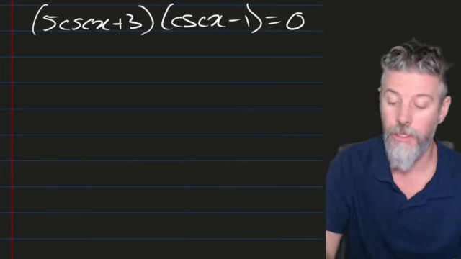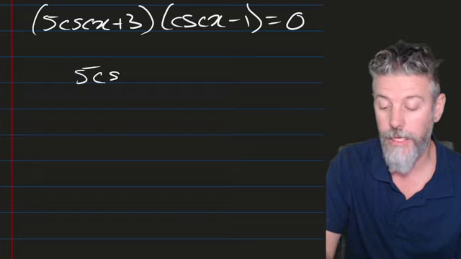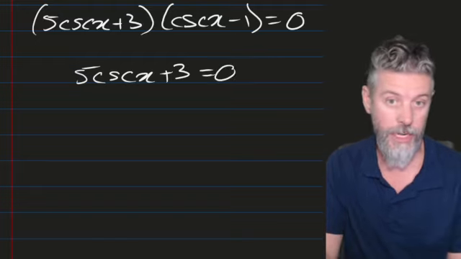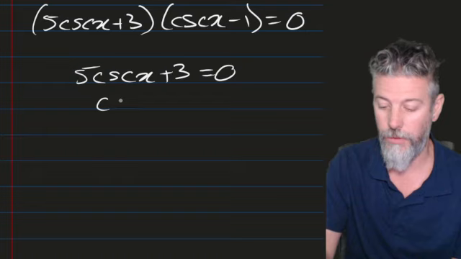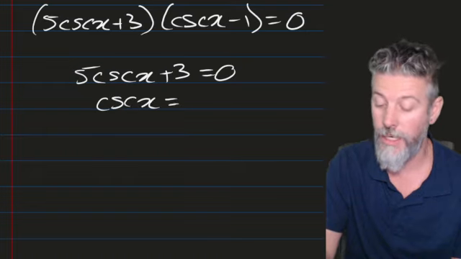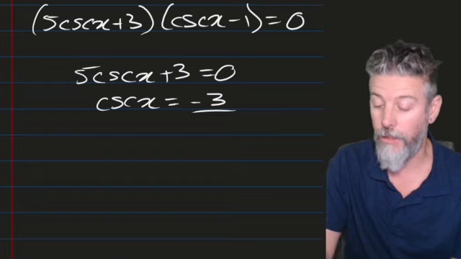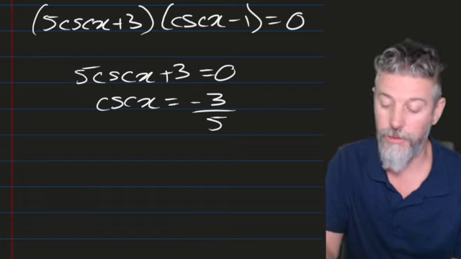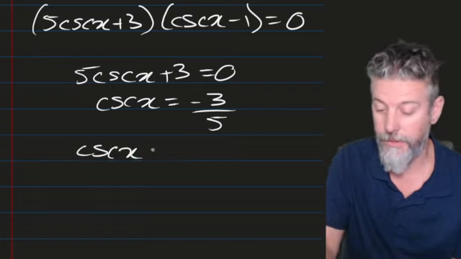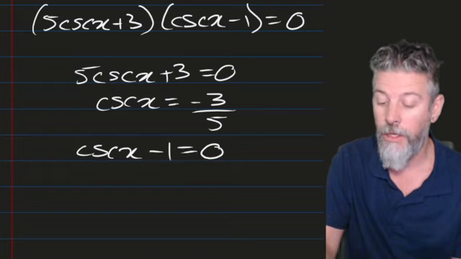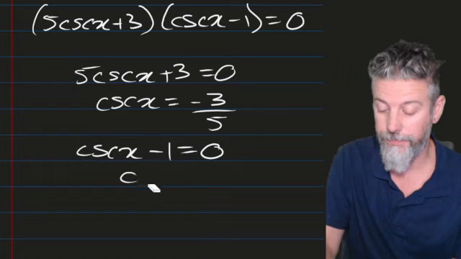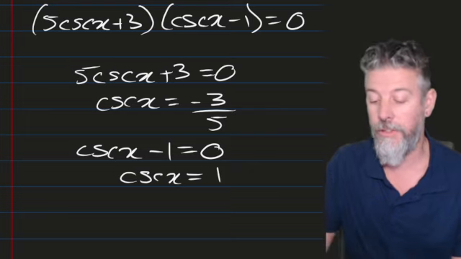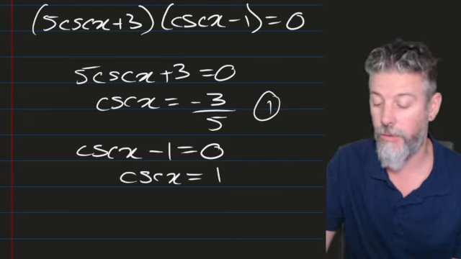So we've got two equations. We've got 5 cosec x plus 3 equals 0, and we're going to make cosec x the subject. So cosec x equals -3 on 5. And I'll talk about that in a sec. And then I'll do the other equation. Cosec x minus 1 equals 0, so cosec x equals 1. All right, so these are our two equations that we're using to get all of our solutions for our trig stuff.